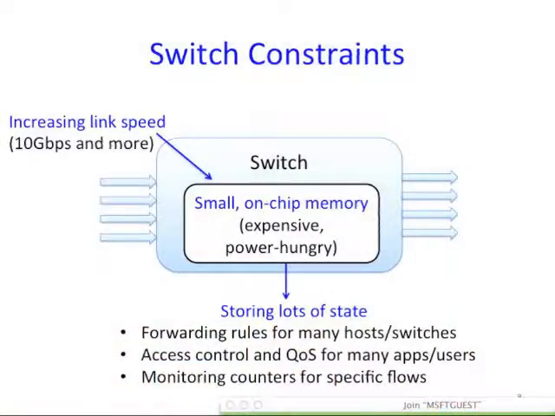In order to process these packets at fast speed, we can only run this very small on-chip memory. This memory is very different from the memory we have in our laptop because it is very expensive and power hungry, and as a result, we can only afford a small size of it. But on the other hand, operators want to store lots of state in this small memory. Just to support forwarding rules, we may have millions of virtual machines at data centers. That means we may need to install one forwarding rule for each host or each switch in a small memory that could consume a lot of memory.